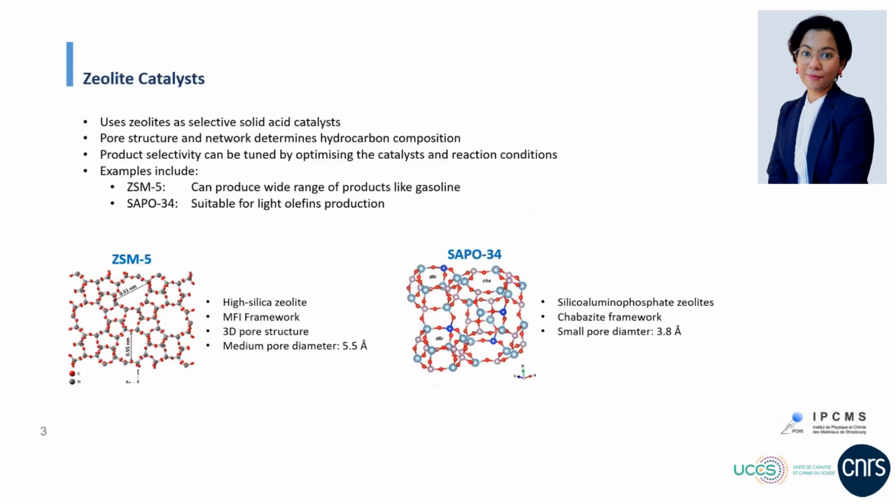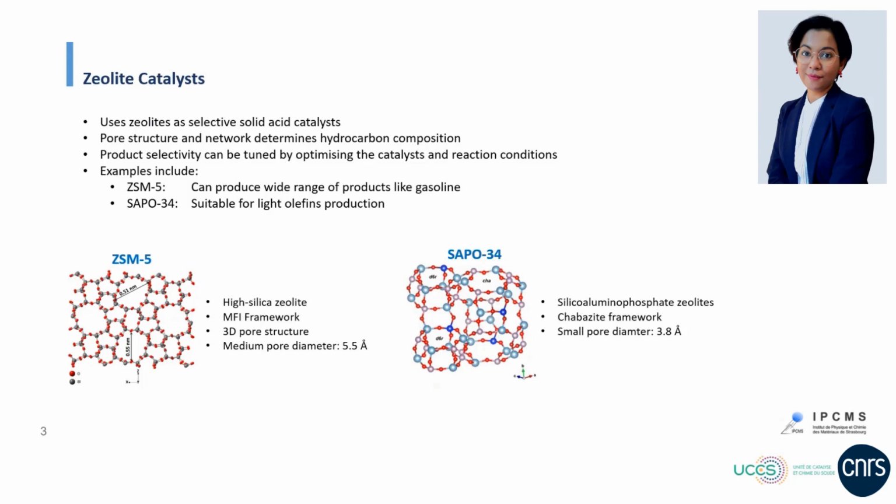And typically, we use a solid acid catalyst like zeolites, which are shape selective thanks to their pore structure and network, which determines the hydrocarbon conversion and selectivity. And we can obviously tune the product selectivity by optimizing the catalyst and reaction conditions. So I've got two examples here.